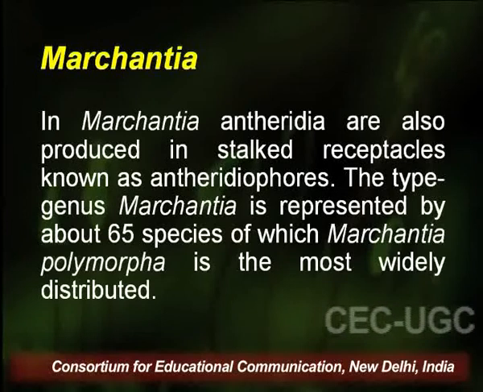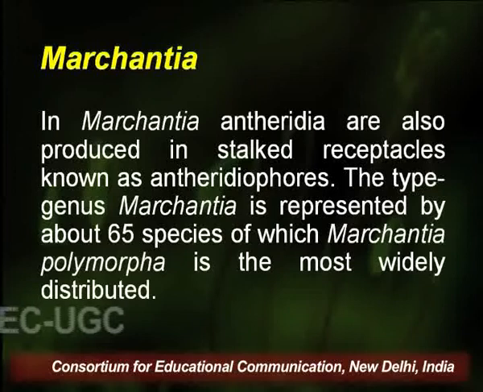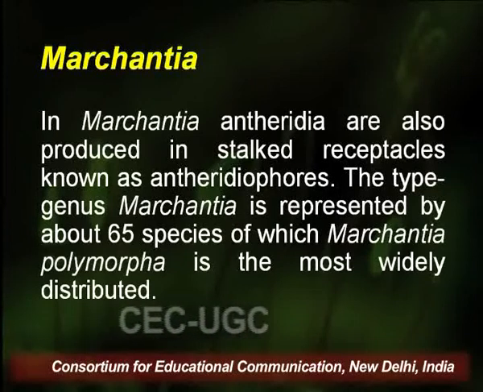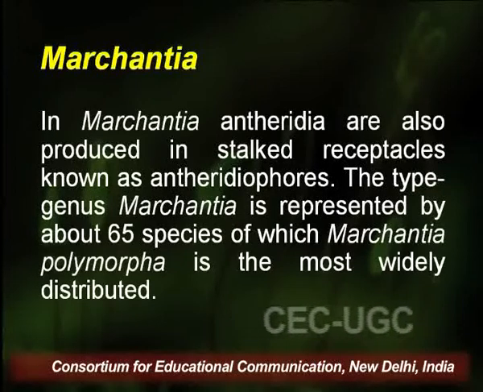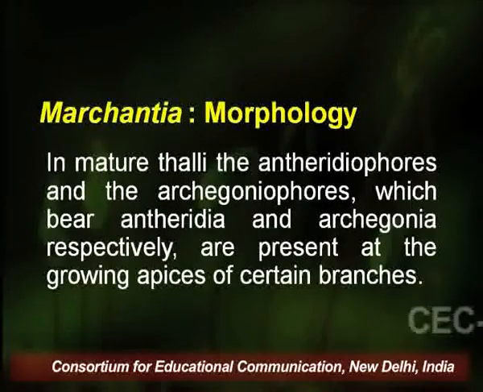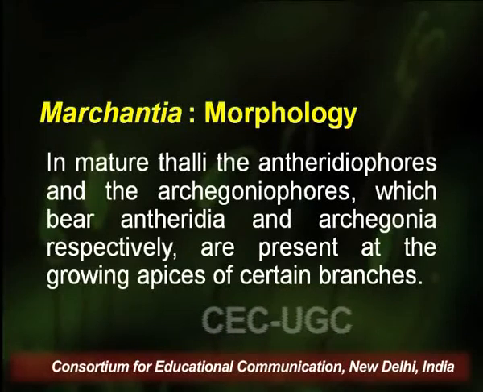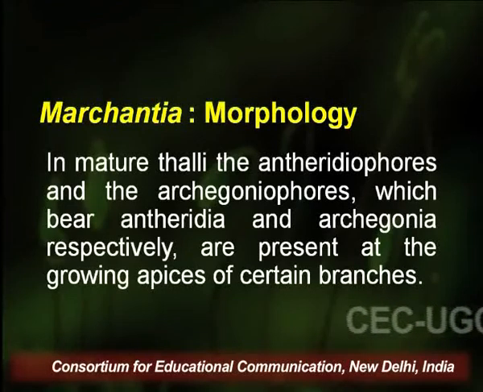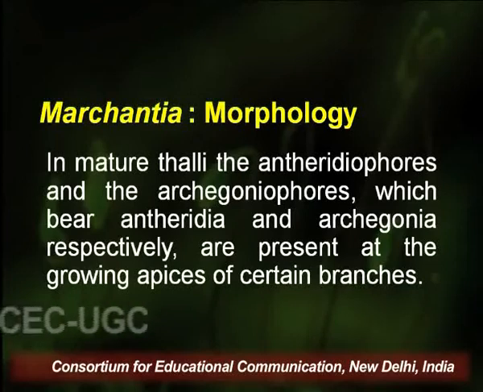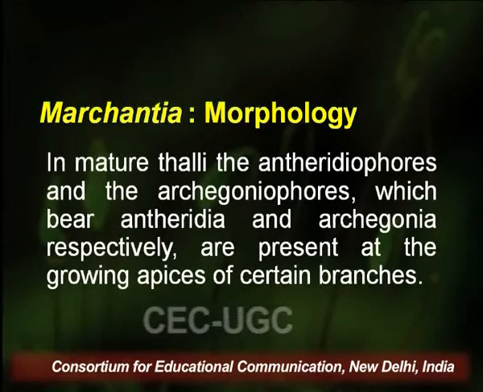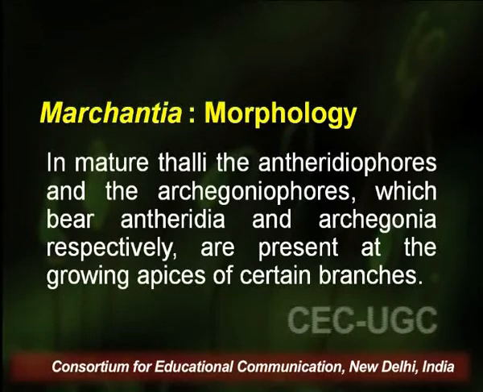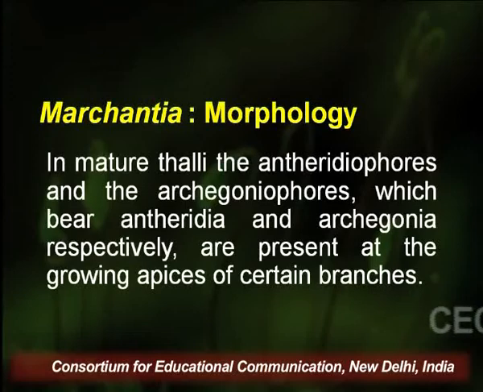The type genus Marchantia is represented by about 65 species, of which Marchantia polymorpha is the most widely distributed. As far as the morphology of Marchantia is concerned, in mature thalli of Marchantia, the antheridiophores and the archegoniophores, which bear antheridia and archegonia respectively, are present at the growing apices of certain branches.